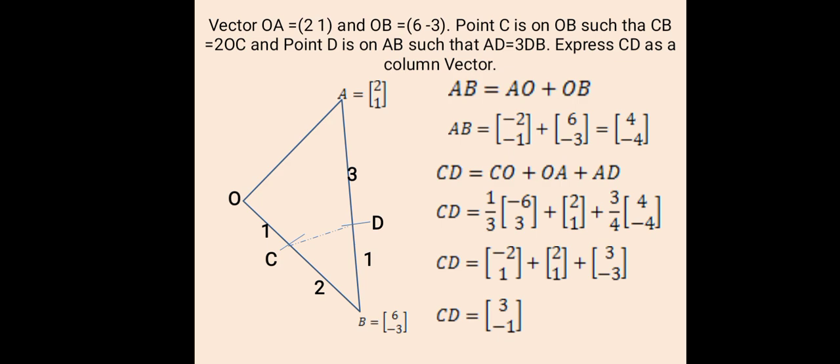Vectors OA is equal to (2, 1) and OB is equal to (6, -3). Point C is on OB such that CB is equal to 2OC, and point D is on AB such that AD is equal to 3DB. Express CD as a column vector.